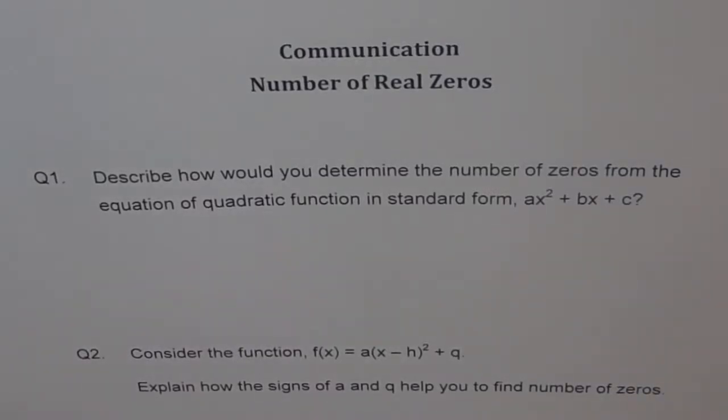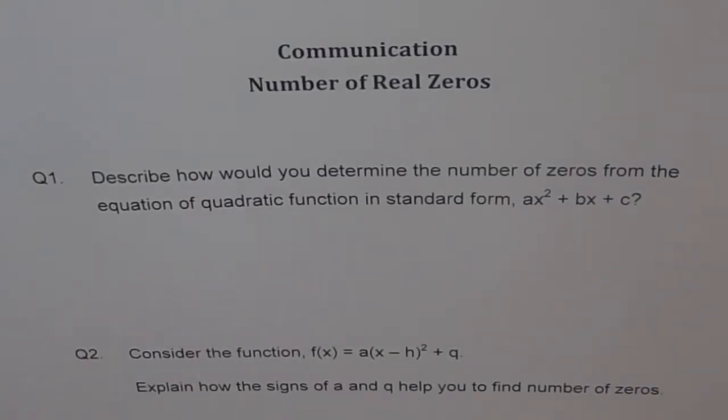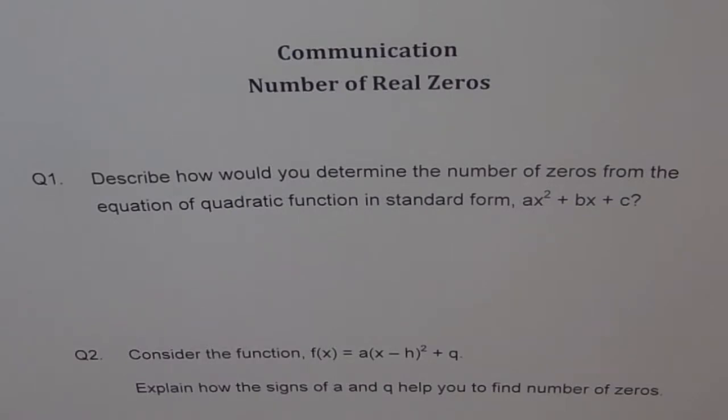Hello, let's try to understand how we find the number of real zeros from a given quadratic function, correct? Now, quadratic functions can be represented in standard form, for example, ax squared plus bx plus c, or in vertex form, a times (x minus h) squared plus q, or in factored form, (x minus a) times (x minus b), correct? We have not really given you an example of factored form here because the number of factors will give you the number of real solutions, correct? So I'm not discussing that case here, but I would ask that question later, okay?